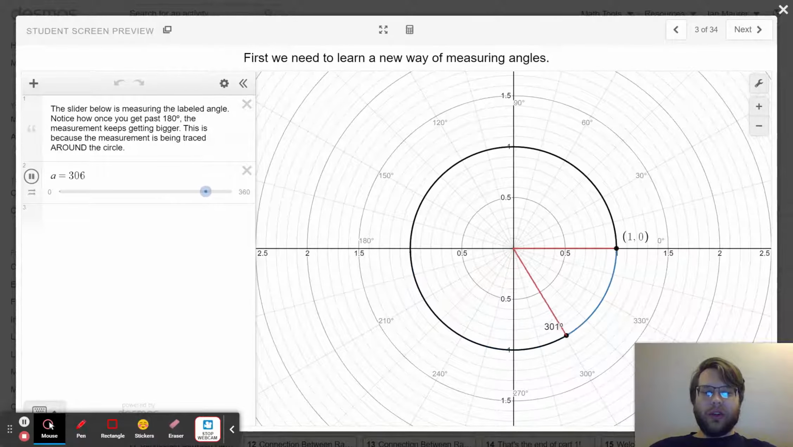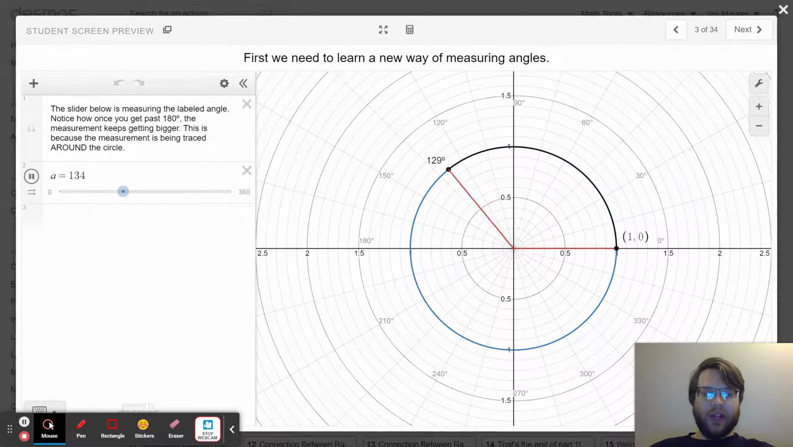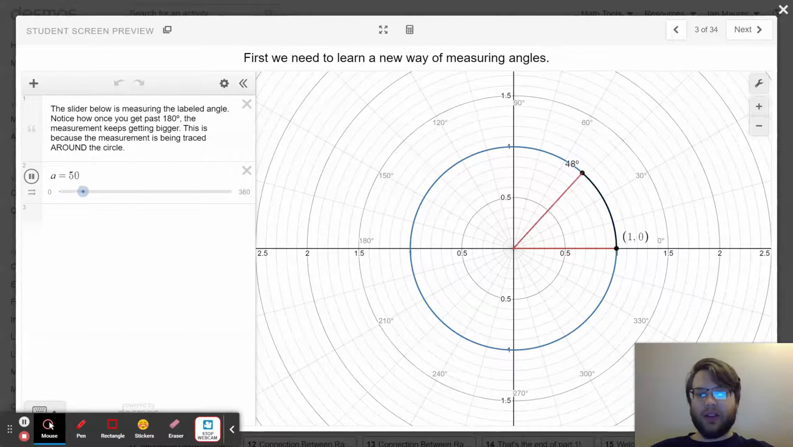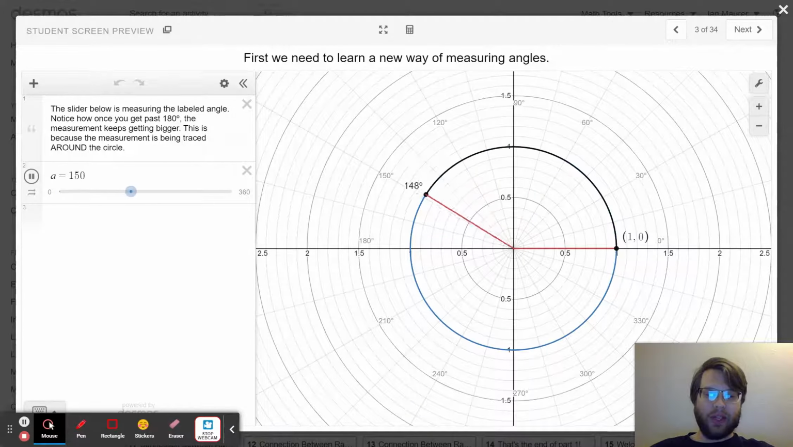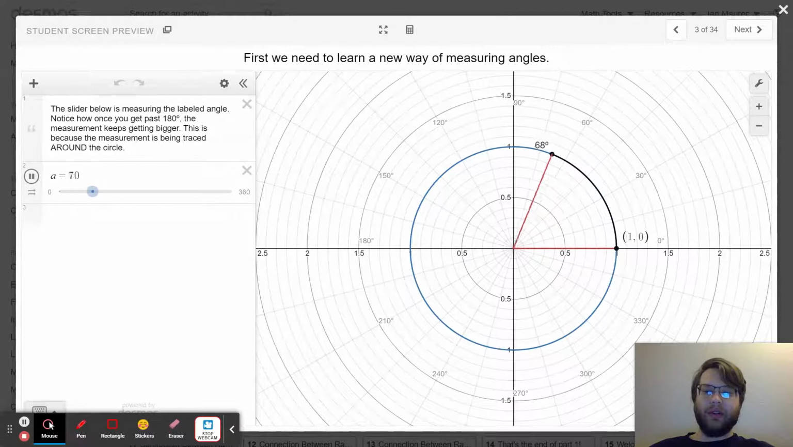What we start doing as mathematicians is, instead of looking at degrees, we start looking at a different measurement called radians. It's still measuring angles, just like inches and feet are both measuring length, just like minutes and hours are both measuring time. Radians and degrees are both measuring angles. And you'll notice a very similar way of measuring here in a second.